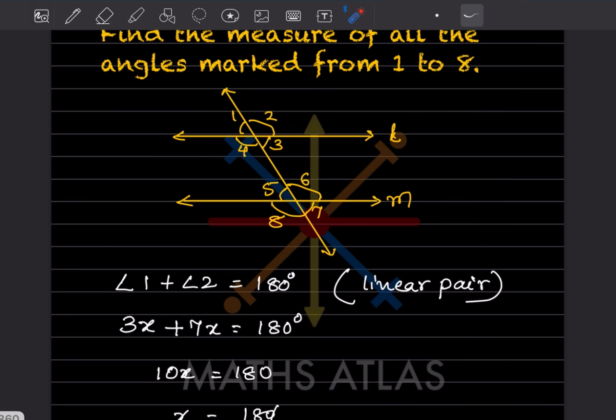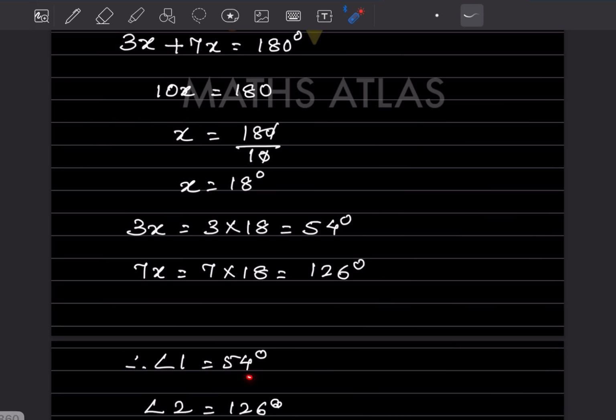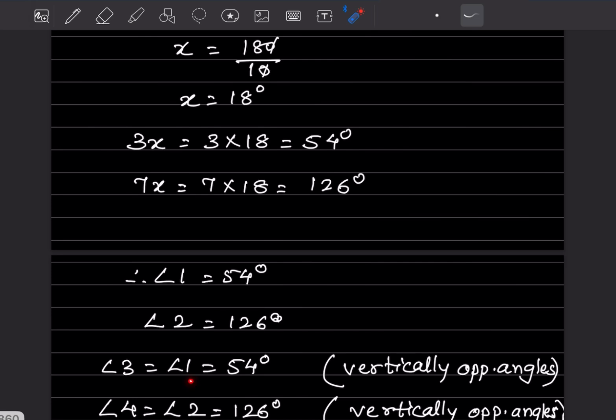Since this is 54, this also should be 54 because they are vertically opposite angles. Now this is 126, so this also should be 126 because these two are vertically opposite angles. So now let us see, angle 1 is 54 and angle 2 is 126. Angle 3 will be equal to angle 1, that is 54, vertically opposite angle. Angle 4 will be equal to angle 2, that is 126, vertically opposite angle.